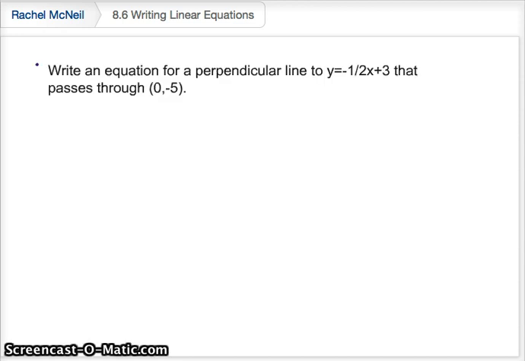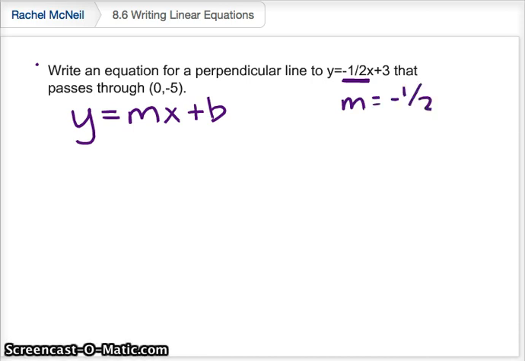My next problem, we're going to try to write an equation for a perpendicular line to y equals -1/2 x plus 3 that passes through the point 0, -5. Well, for a perpendicular line, I can remember by going back and checking my notes, or by going back and watching the video for that, that the slope is going to be the negative reciprocal of the slope for that line, or the opposite reciprocal. The slope for this line is the coefficient of x, or negative 1/2.